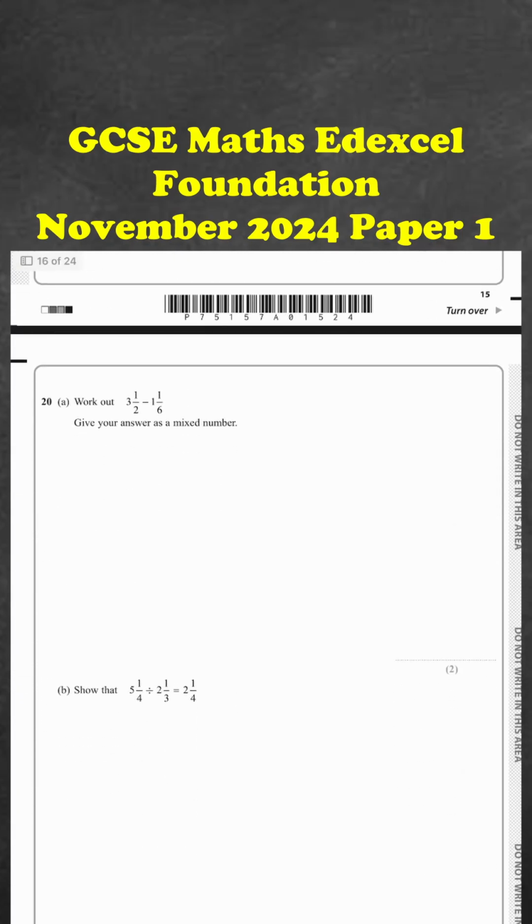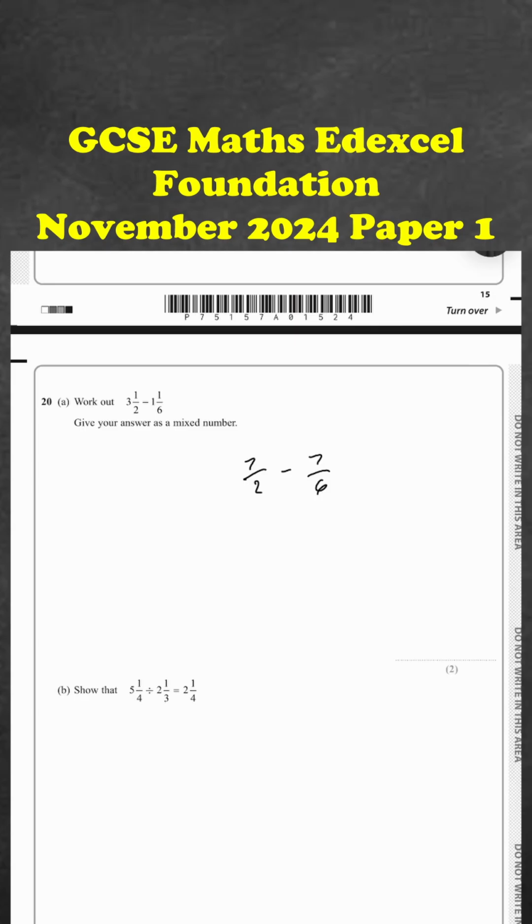Question 20. 3.5 minus 1 and a sixth. Work it out. Give your answer as a mixed number. So I'm going to first of all put these as top-heavy fractions. So 3.5 can be written as 7 over 2. 1 and 1/6 can be written as 7 over 6.